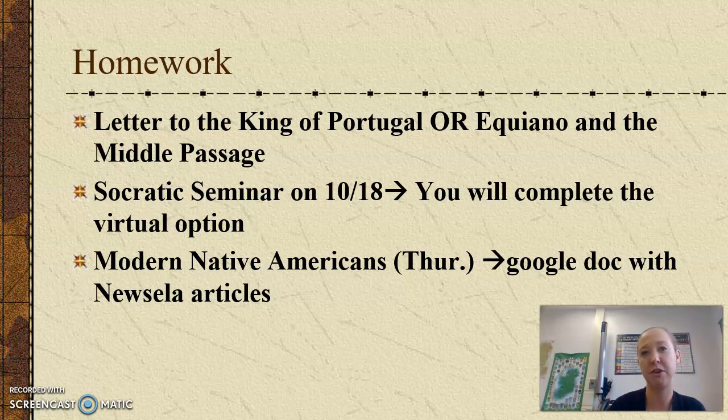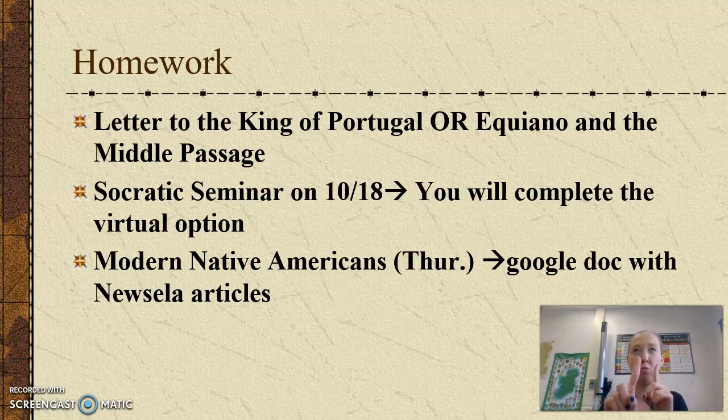And all of the stuff you will be able to find on Schoology in our Unit 2 folder. So take a look there when you're looking for this stuff, right? So your homework that was assigned on Tuesday is going to be due on Thursday. Obviously, you can get this done whenever you have time to get this done. But you're going to choose one of two documents. So in that assignment on Schoology, you have both documents there. You have Letter to the King of Portugal or Equiano and the Middle Passage.